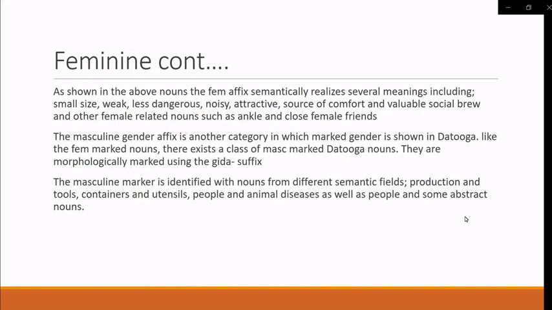Now, if we turn to the masculine gender affix, this is another category in which marked gender is shown in Datooga. Like the feminine-marked nouns, there exists a class of masculine-marked Datooga nouns. They are morphologically marked using the gida suffix. The masculine marker is identified with nouns from different semantic fields that include production and tools, containers and utensils, people and animal diseases, as well as people and some abstract nouns.